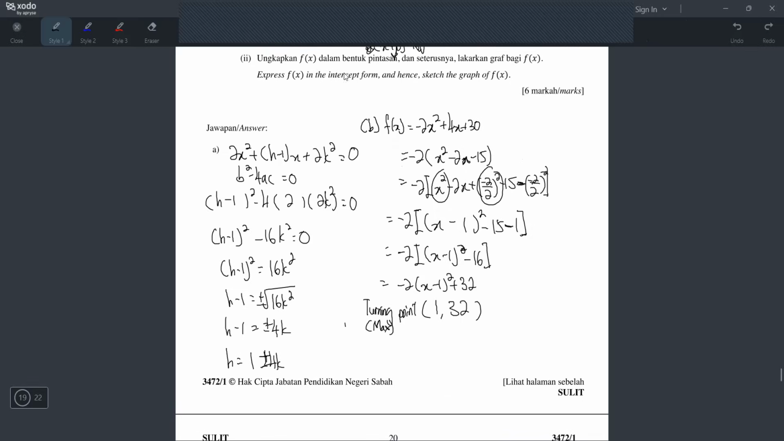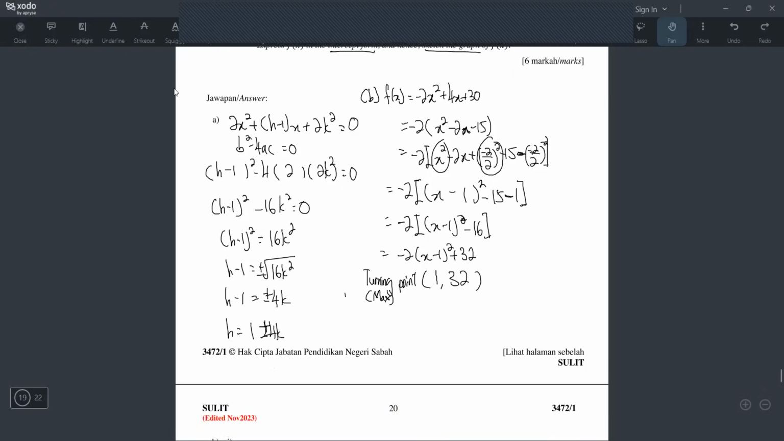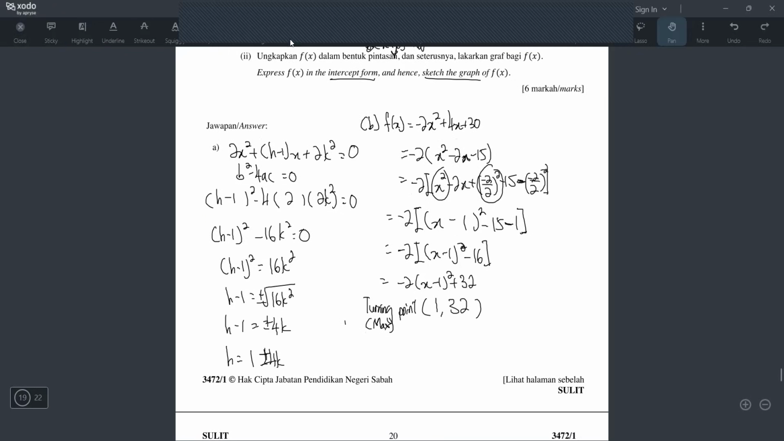Question number 2, they say express f(x) in the intercept form and hence sketch the graph of f(x). So they want me to express in intercept form and also want me to sketch. Okay, is there any space here? I think I will do the second question here. Express in intercept form. Let's write down the equation for f(x) first. So f(x) equals -2x squared plus 4x plus 30.